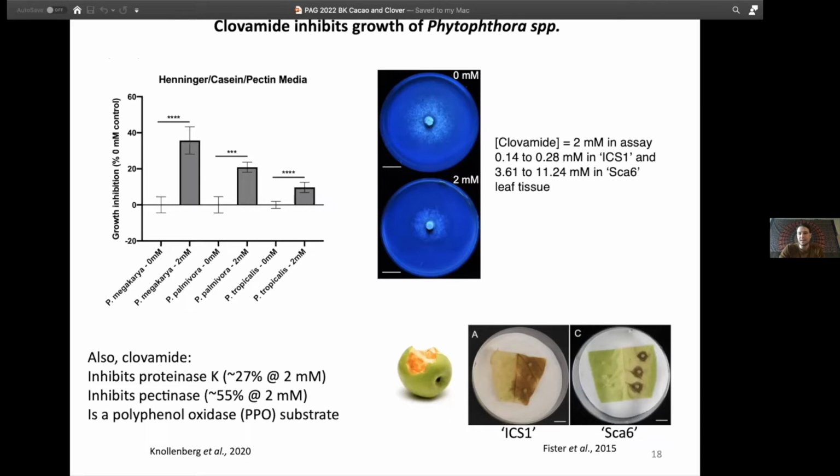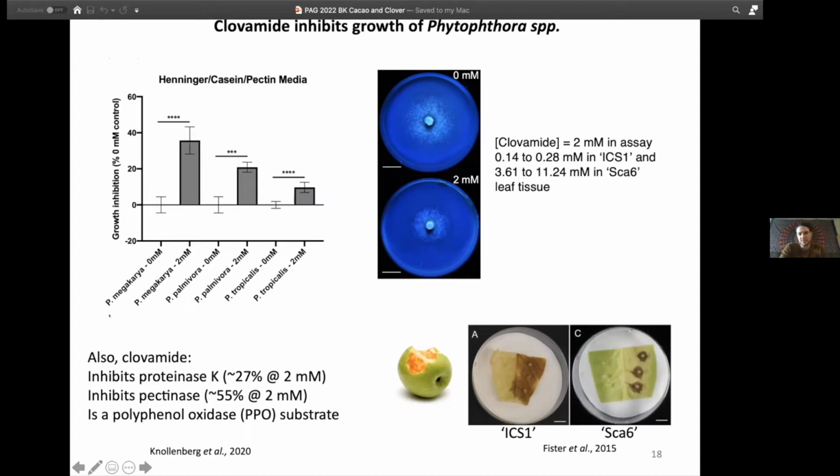And in this assay, I used 2 millimolar clovamide, and that's well within the physiologically relevant range that we see in the cocoa tissues. So in some of the Scavena 6 leaf extracts, or in the tissue, we saw up to 11 millimolar clovamide. So we are limited by certain experimental factors in this assay, but we settled on 2 millimolar because it was physiologically relevant.